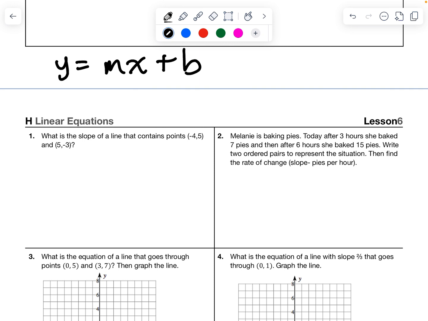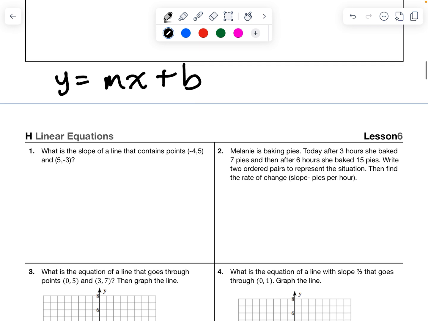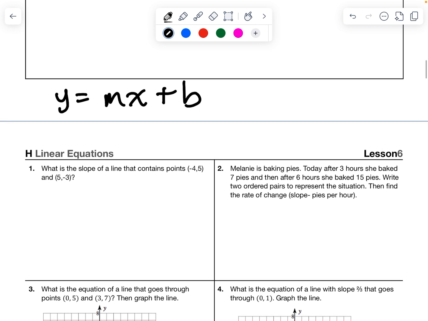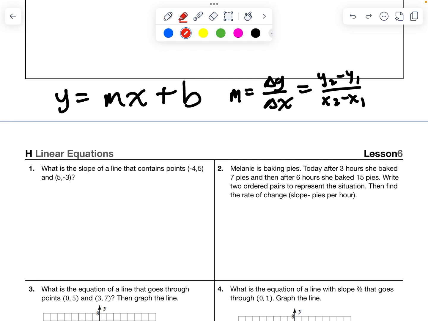So this first question reads, what is the slope of a line that contains the points (-4, 5) and (5, -3)? Okay, so real quick reminder, slope is change in y over change in x. When we have two ordered pairs, we define that to be y2 minus y1 over x2 minus x1. So here, my y's are the second two numbers. We're going to subtract those. My x's are the first two numbers.